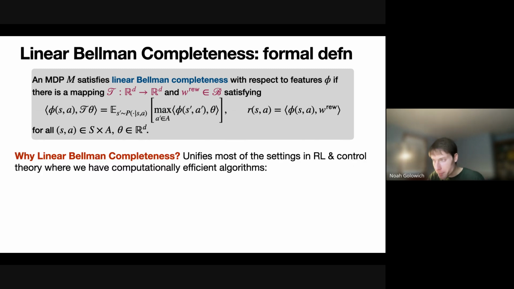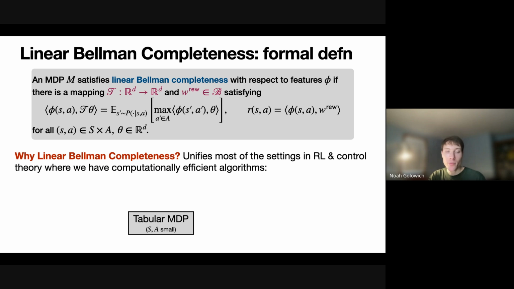Okay, so I gave some motivation in the previous slide for why Bellman completeness is an important topic. But you might ask, well, why does linear Bellman completeness matter? Is this an interesting condition if we restrict the class F to consist of linear functions? One of the nice things about linear Bellman completeness is that it unifies a lot of the settings in reinforcement learning and control theory where we have computationally efficient algorithms.